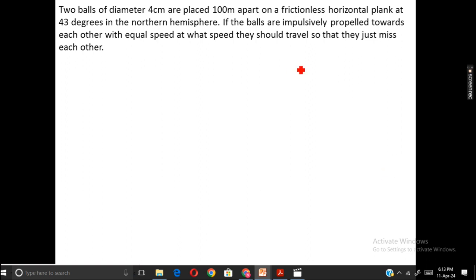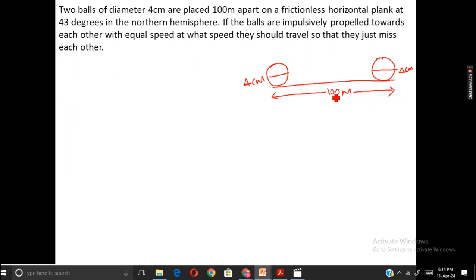So the question is basically there are two balls of 4 centimeter diameter. So this is one ball and this is another. So the diameter of both the balls is basically 4 centimeter. This is 4 centimeter. This is also 4 centimeter. And they have been placed on a horizontal plane at a distance of 100 meters. So the distance between the balls is given as 100 meter. And the whole setup is actually at a latitude of 43 degree north.